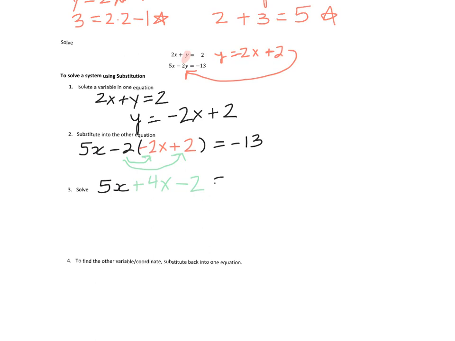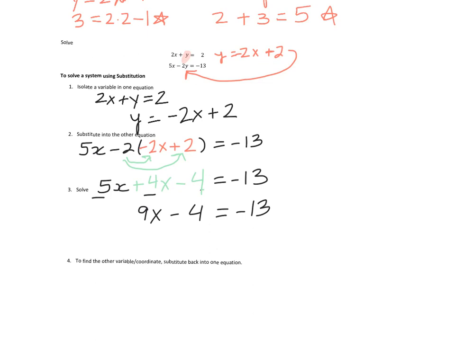All right, then we combine our like terms. 5x plus 5x, just add the coefficients. 9x minus, whoops, did you guys catch my mistake? 2 times 2 is 4. Sorry about that. Okay, carrying on. Minus 4 equals negative 13.